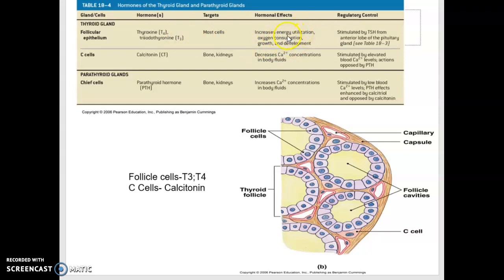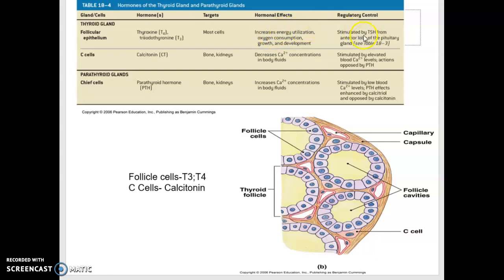If we say somebody's hypothyroid, that means they're not producing enough T3 and T4, therefore they're not burning the energy, and therefore they're going to be sluggish and start having weight gain. Okay, so again, this is necessary for growth and development. Most of the time we think of it in the energy relationship between burning energy and oxygen consumption.